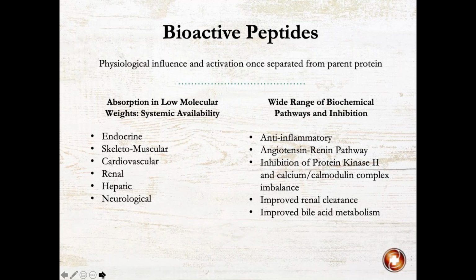But there really is no area of medicine where this isn't applicable. As I mentioned already, with respect to the endocrine system and glycemic control and lowering insulin levels, it's clear. Skeletal muscular, for improving bone density as well as lean body mass. Cardiovascular, the renal pathways are multifactorial, hepatic, neurological. So there's a lot going on here with the bioactive peptide role, and they're anti-inflammatory. That's really important, and they inhibit certain protein kinase activities.